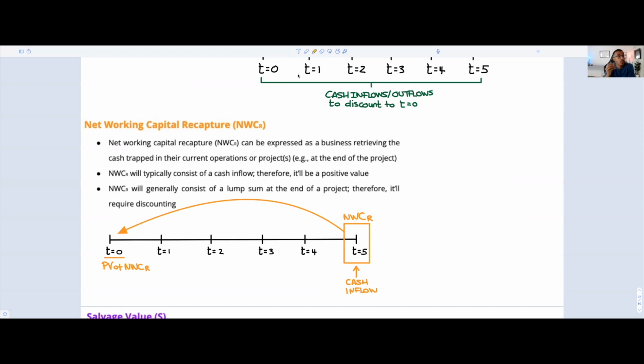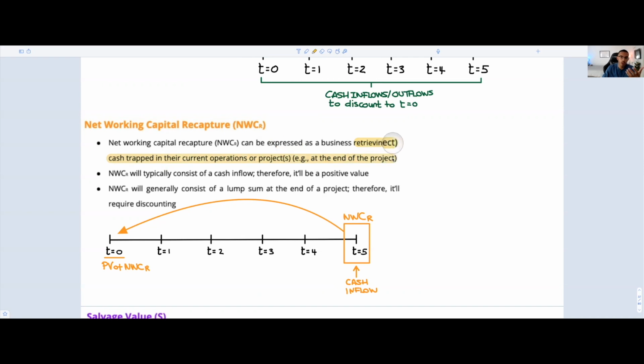Now, the thing is that once a project is finished, or once a division of a business is terminated, all of the net working capital attached to that business, in an ideal world, no longer needs to exist. And when it doesn't need to exist anymore, we could essentially retrieve it. We could recapture all of the net working capital from that portion of the business or the project. So we could coin this as: the net working capital recapture is just the business retrieving, and I'll highlight it here, all of the cash that was trapped in the current operations or projects of the company.